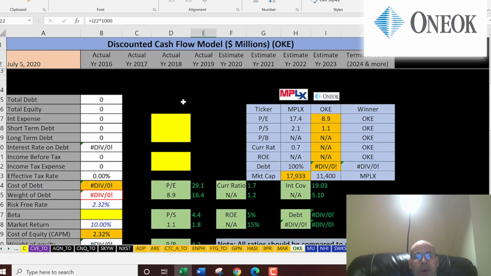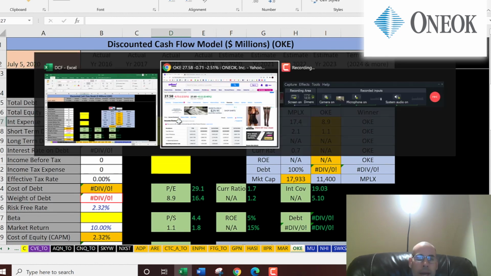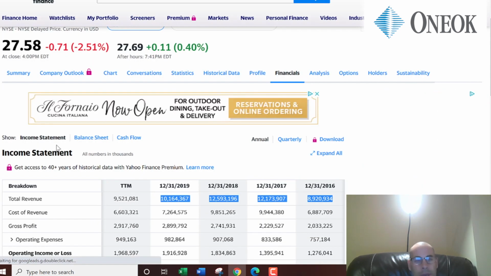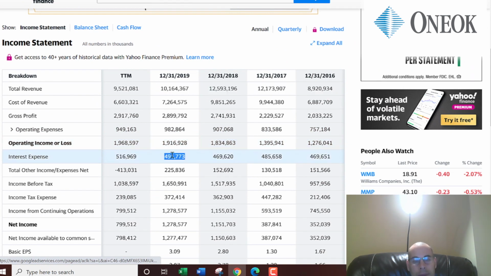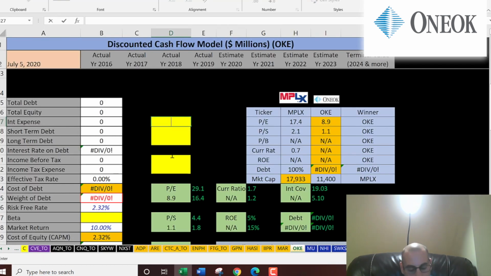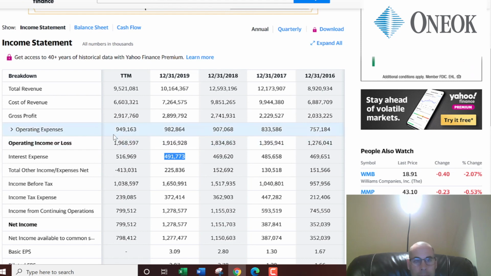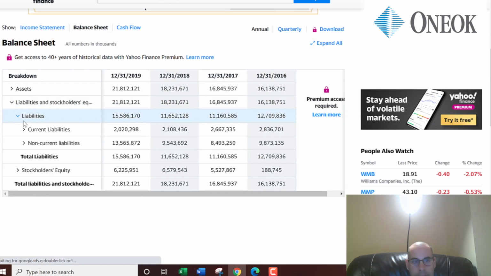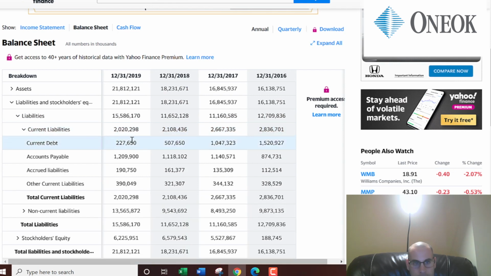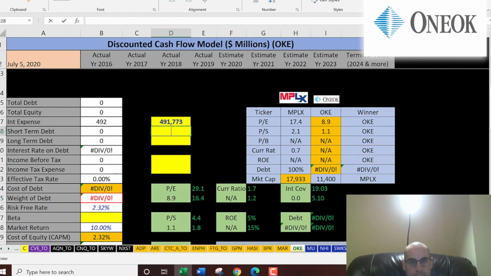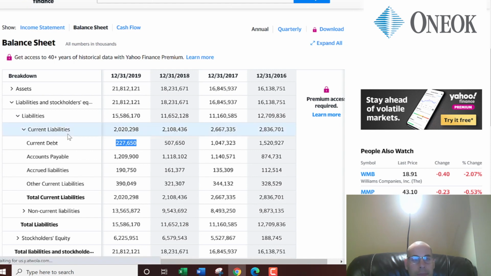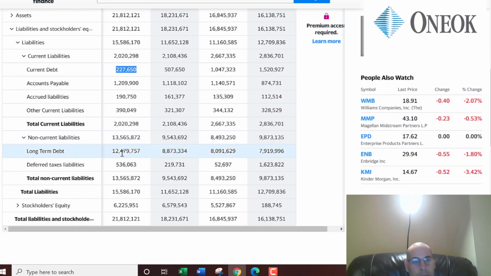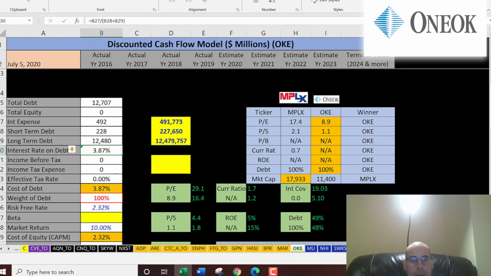Let's look at the capital structure of the company to figure out the discount rate we need to apply to the future cash flows. So they have an interest expense of $492 million. That's interest they pay on the debt. And we'll go to the balance sheet to see how much debt they have. So current debt of $227 million, that's debt due within 1 year. And then long-term debt of $12 billion, that's debt due after 1 year. So they pay 3.9% interest on the debt.